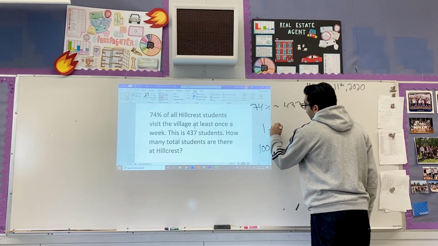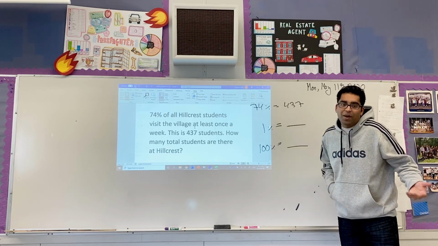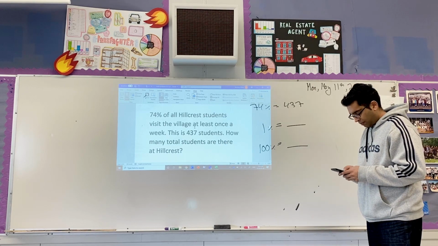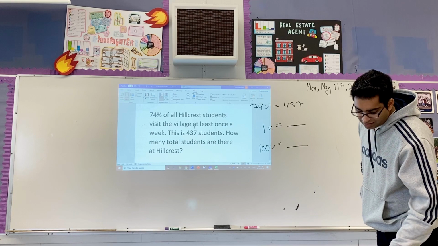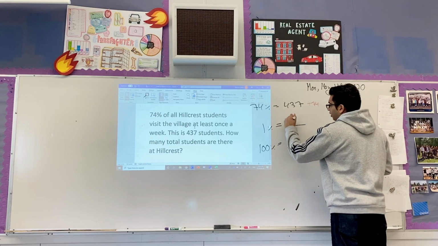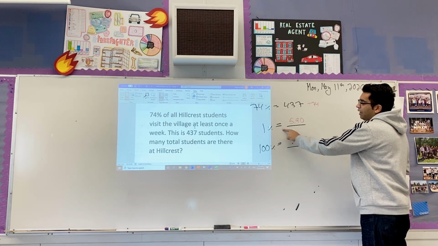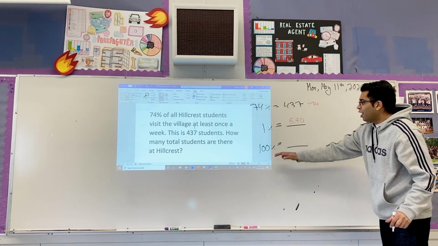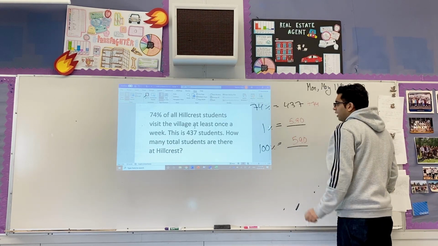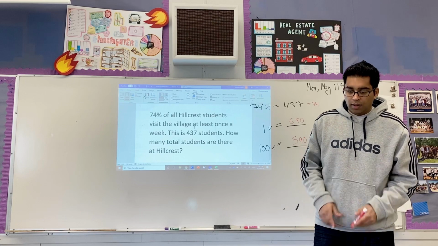To get there, we're going to find the 1%. How do I get from 74 down to 1? Divide by 74, which means we divide 437 by 74 as well, and we get 5.90. If 1% is 5.90, we can easily see that 100% is going to be 590. This means that there are 590 total students at Hillcrest. Let's try one more.